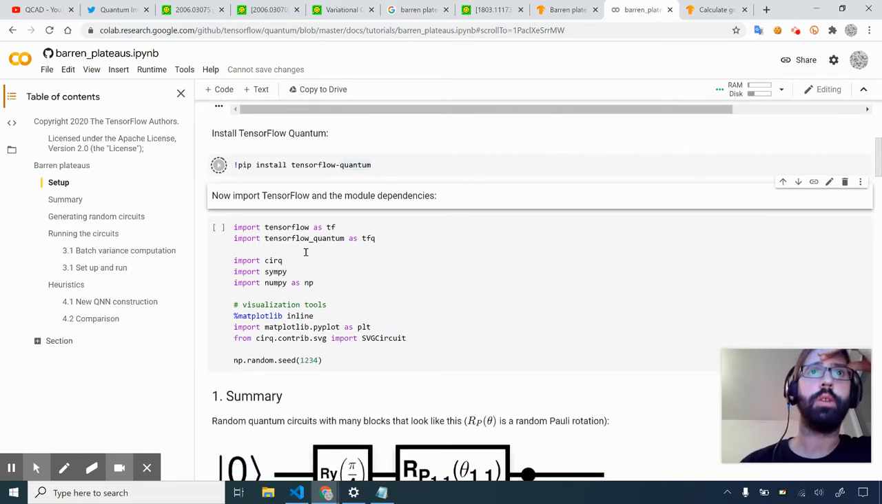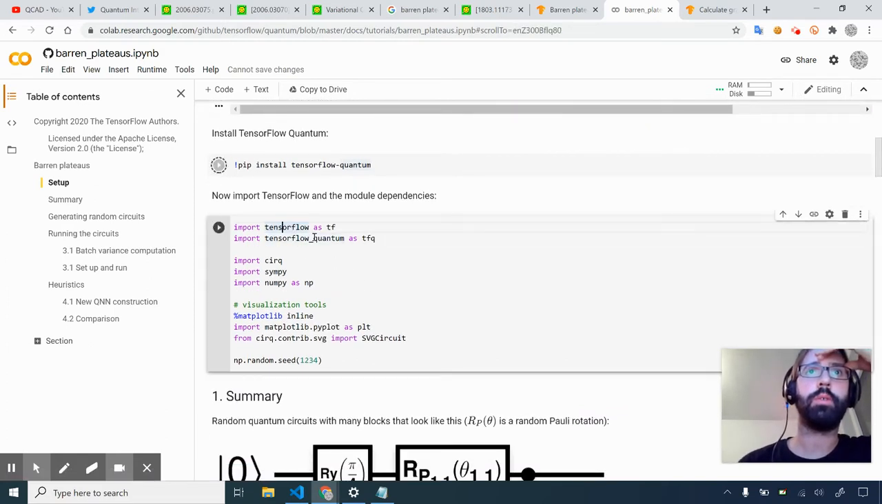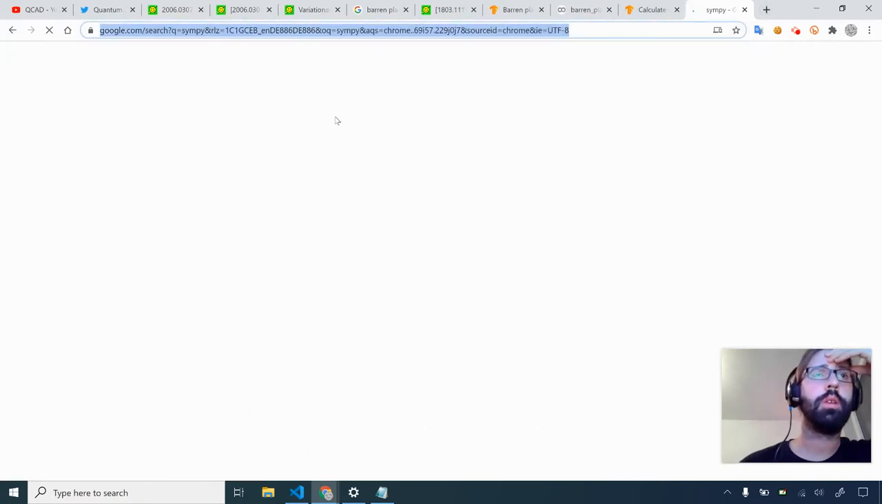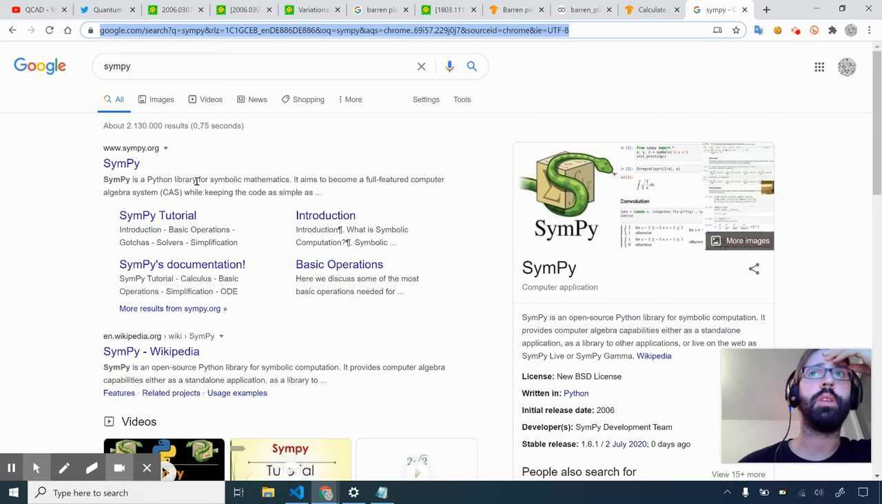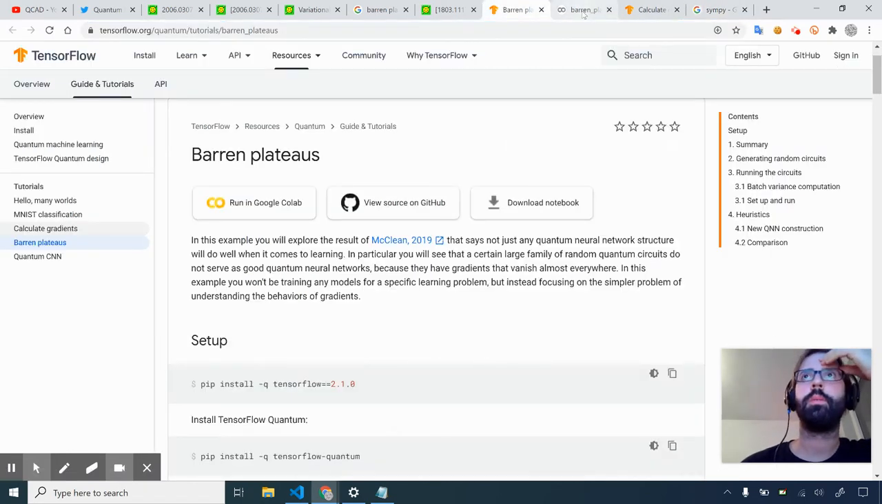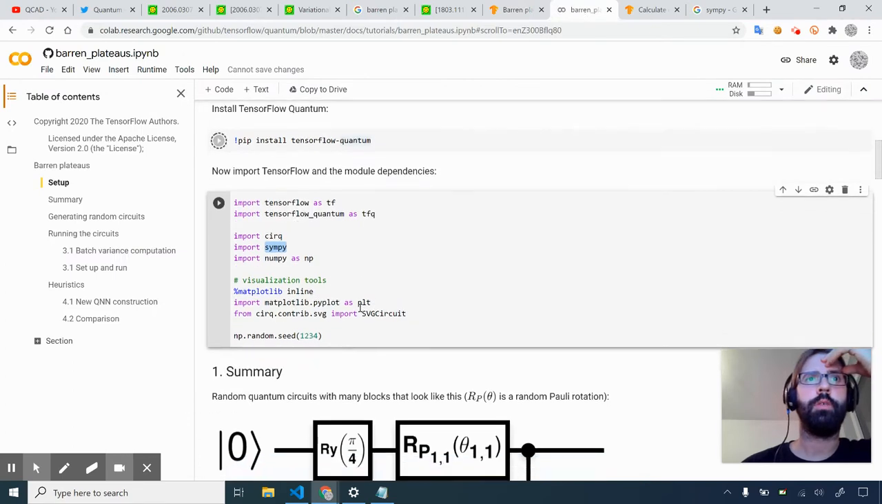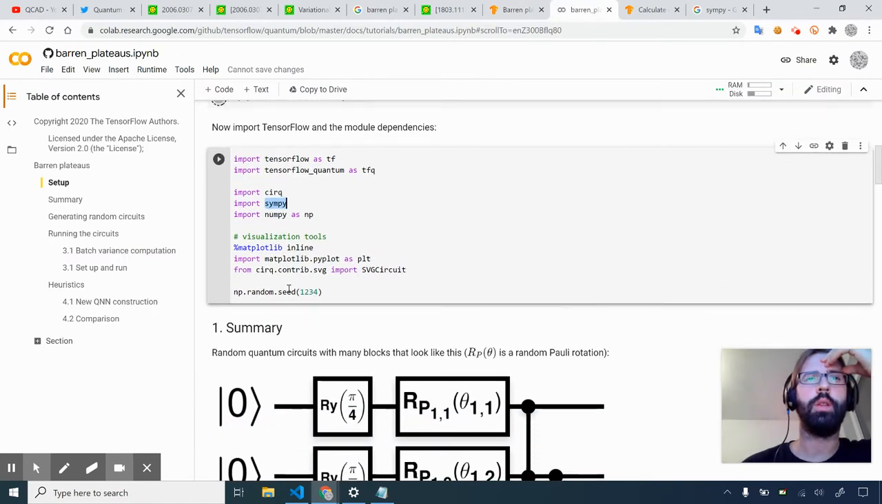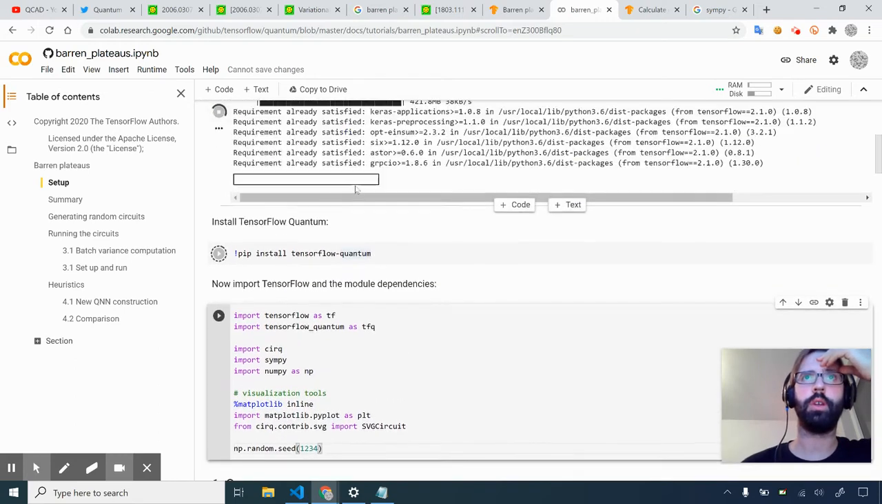So while this is going on, we import TensorFlow Quantum, Cirq, SymPy, NumPy. What is SymPy? I forgot. Oh, just symbolic mathematics. Okay. Visualization tools, and okay, so we're initializing random somehow. This is installing. It can take a while.